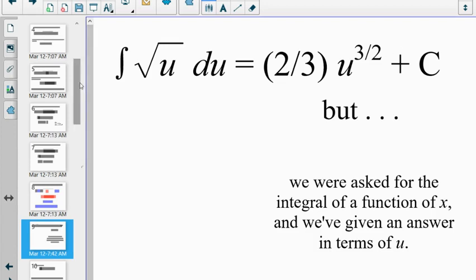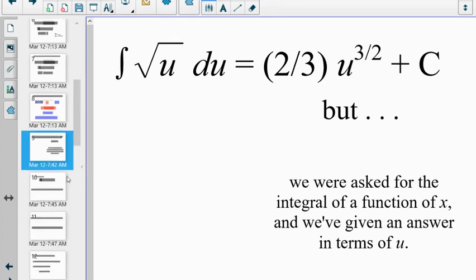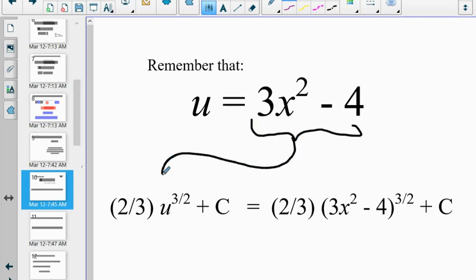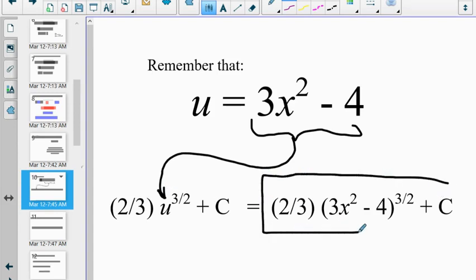But fear not. In fact, if we were meeting together, if this was not an asynchronous lesson, I would probably pause at this point and say, any ideas about how we can handle that? At which point someone would probably say, resubstitute. u is 3x squared minus 4. And so I can take that 3x squared minus 4, I can plug it back into the expression in place of that u. I've got my answer. The integral of 6x times the square root of 3x squared minus 4 dx is 2/3 times 3x squared minus 4 to the 3/2 plus c.